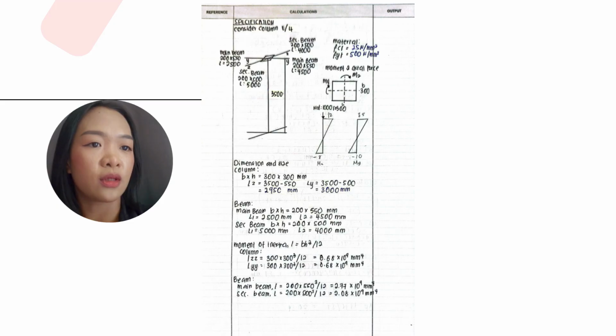Next, we calculate the moment of inertia using BH^3/12. The column has equal inertia in both directions, while the beams have higher inertia, especially the main beam. This indicates that the beams are stiffer than the column, which will influence the structural behavior.